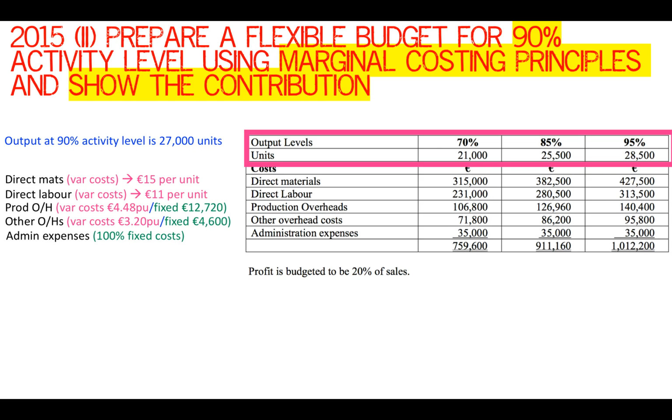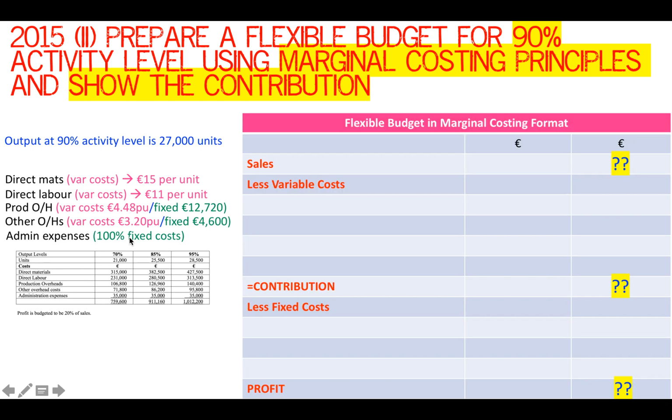at 90% activity level. Now, it's very important that we don't forget to read this part of the question: profit is budgeted to be 20% of sales. So we'll need that later because we're going to want to know what the sales is and to find out the profit. All we have here is what all the costs are. So let's have a look and see what it's going to be like.